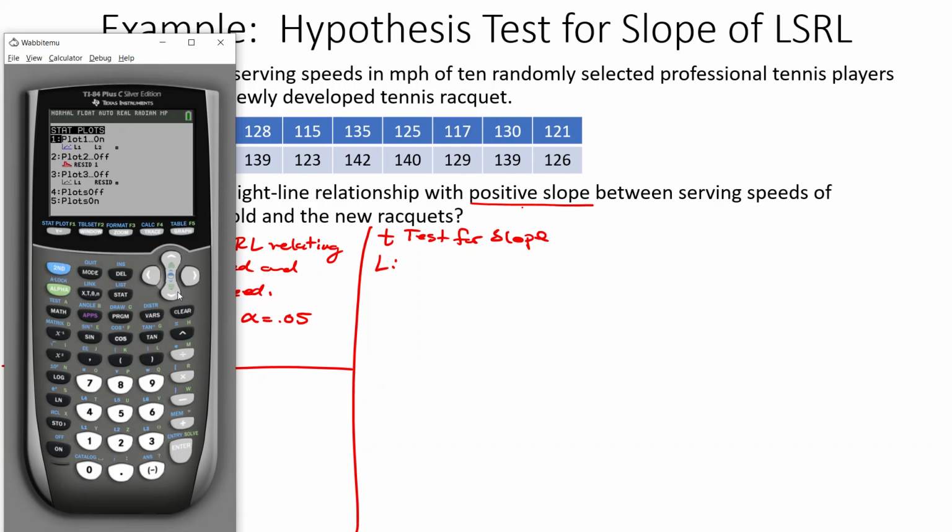If we go to stat plot, we just go to number 1 here, turn it on. We select the scatter plot, select our two lists, and Zoom 9. So there's our scatter plot, and that definitely looks pretty linear to me.